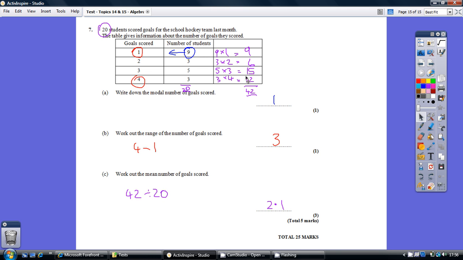So over here in purple, they're the number of goals scored. If we add all of that up, 42 goals were scored by 20 students. So 42 divided by 20 is 2.1.